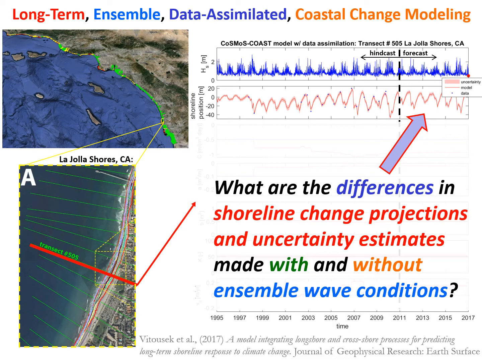But in the future, we don't know what the wave conditions are in any deterministic sense. In a statistical sense, we understand this behavior of large waves in the winter and smaller waves in the summer at this location in particular. But going forward, it would be much better to make a projection of shoreline change using ensemble wave conditions because we don't know what the waves are going to be like in the future. It seems like a natural thing to do to understand the differences between shoreline change predictions and uncertainty estimates, both with and without ensemble wave conditions.